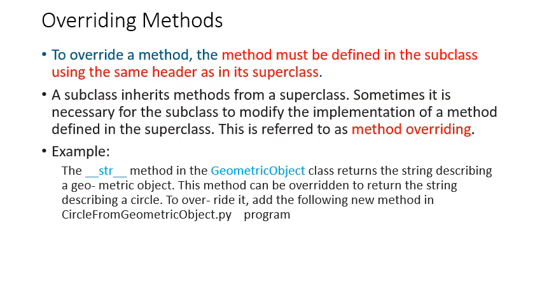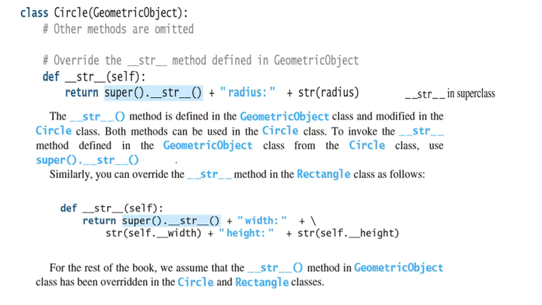For example, in the previous program, the __str__ method in the GeometricObject class returns a string describing a geometric object. This method can be overridden to return a string describing a circle. To override it, add the following new method in the Circle from GeometricObject.py program. So this is the coding. The __str__ method is defined in the GeometricObject class and modified in the Circle class. Both methods can be used in the Circle class.